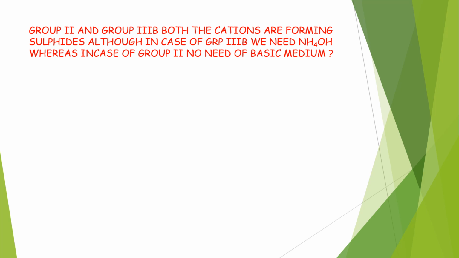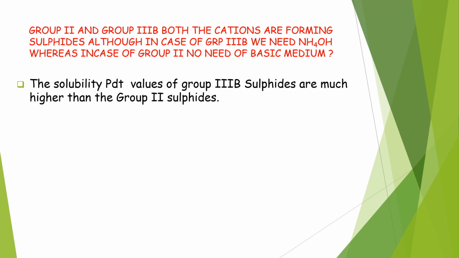Now let us discuss a famous question which arises from group separation. The group 2 and group 3B cations both form sulfides, although in the case of group 3B we need NH4OH, whereas in the case of group 2 there is no need of a basic medium. This answer can be explained on the basis of the solubility product values of the sulfides. The solubility product values of group 3B sulfides are much higher than those of group 2 sulfides.